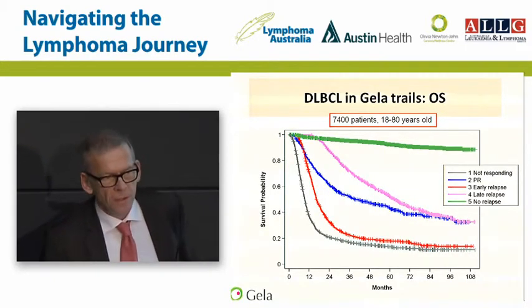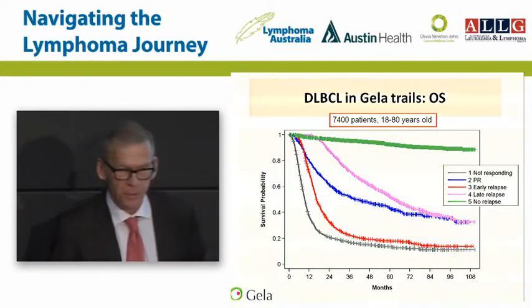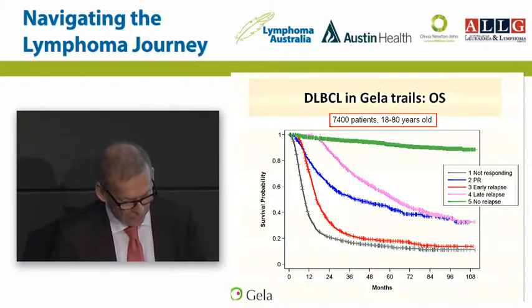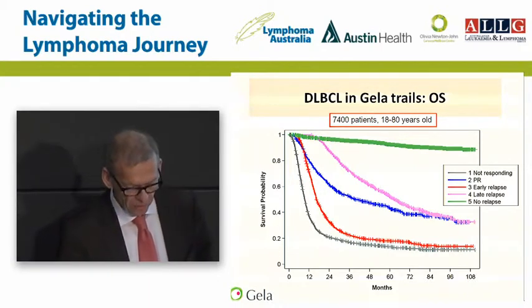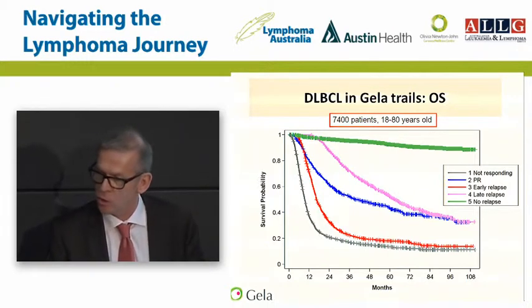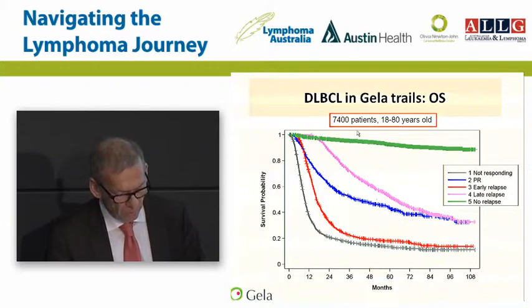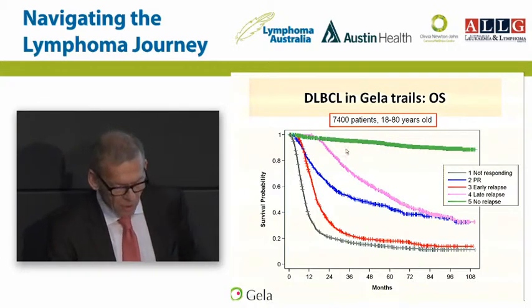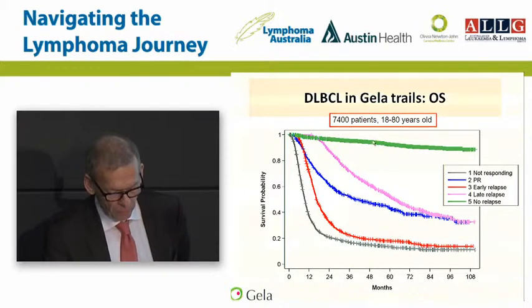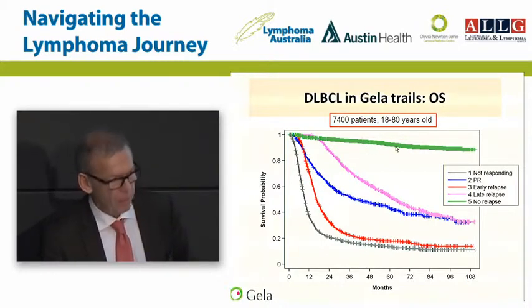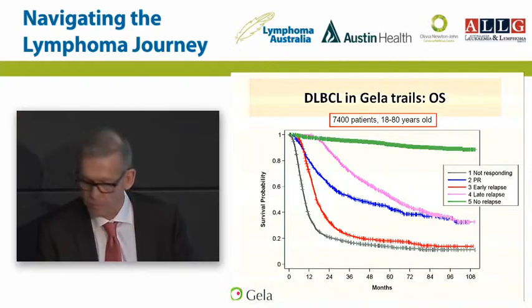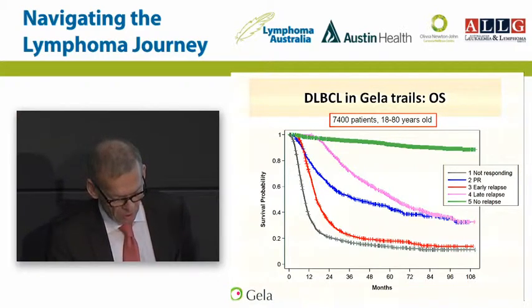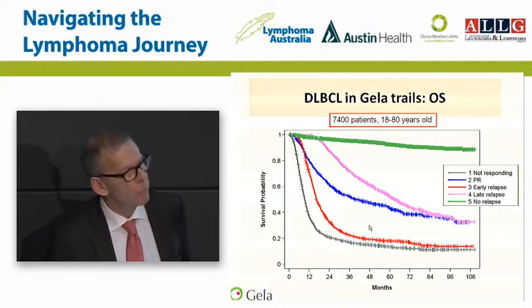So here you see, these are not German data. I wear sort of the French tie today. And these are French data from Bertrand Coiffier's group, the LYSA. They were the group that pioneered this R-CHOP, this rituximab chemotherapy combination. They treated more than 7,000 patients with diffuse large B-cell lymphoma over these last 20 years or so. And you see that many of these patients up here do very well. They do not relapse, and they have a life expectancy that's rather similar to a population without cancer. However, you also see that patients relapse and that patients do not respond well at all. And these are the patients that have a poorer prognosis.